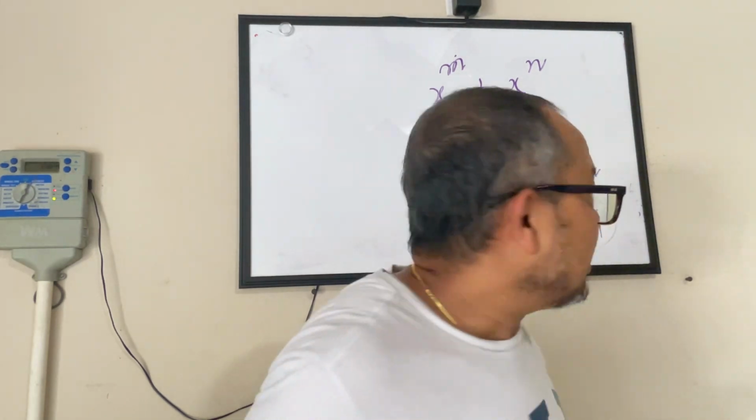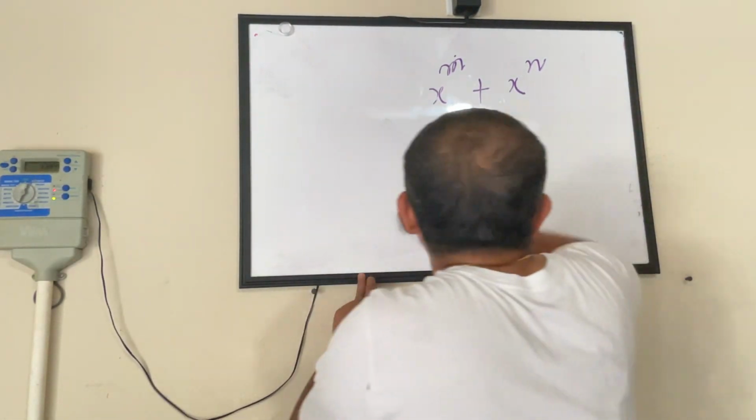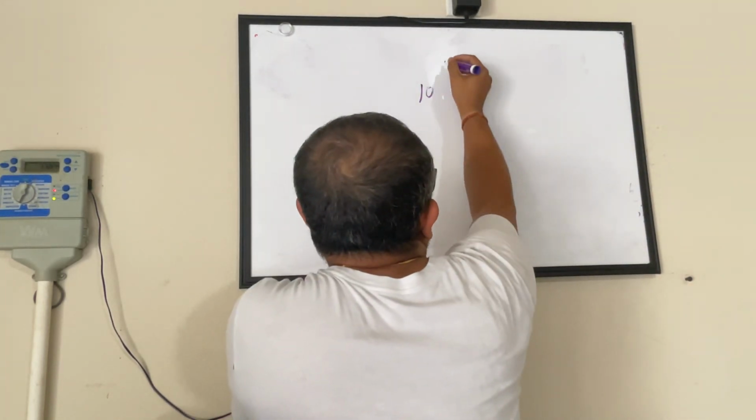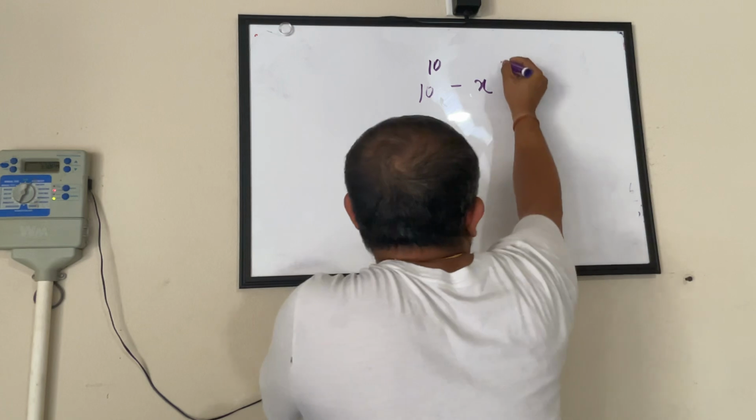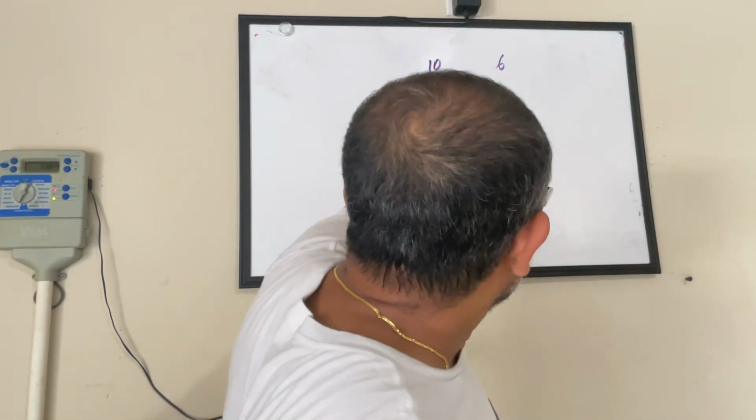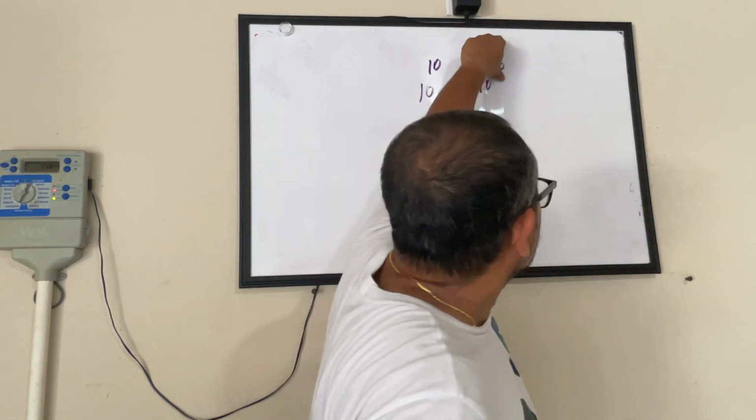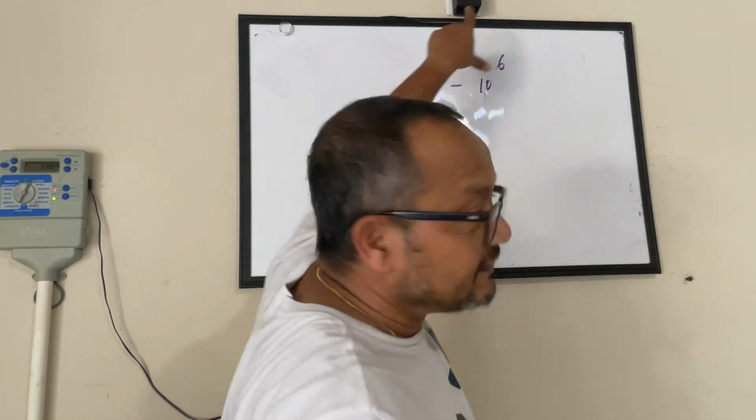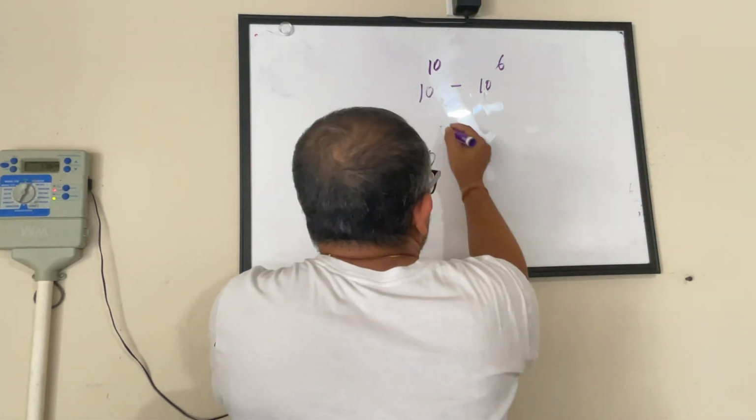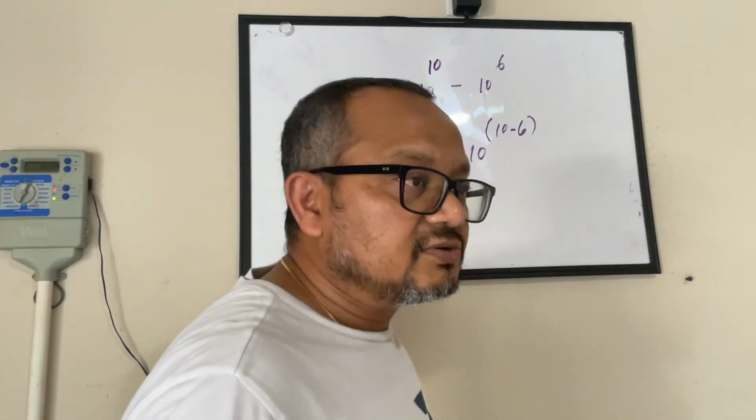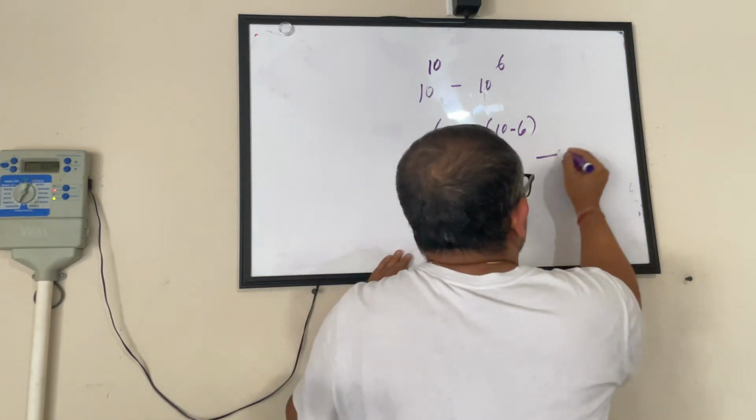Now apply this formula in one easy problem. Let's say I have to do x to the power 10 minus x to the power 10 to the power 6. I know this exponent is bigger than this one. So I will break this into two parts, where one part will be this and the other part will be the difference of the two. So that will be 10 to the power 6 into 10 to the power 10 minus 6, the difference of the two, minus 10 to the power 6.